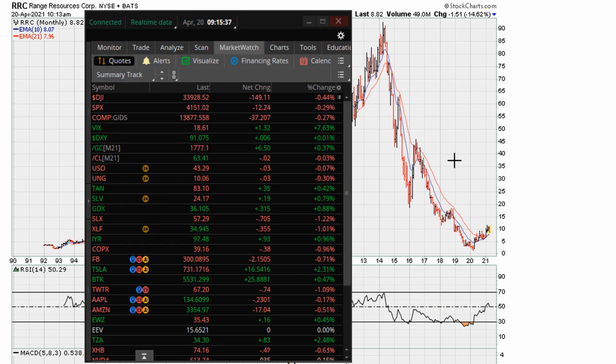All right. So, of course, the question becomes, is this also reflective of a market set for a pullback, maybe even major highs? We shall see.